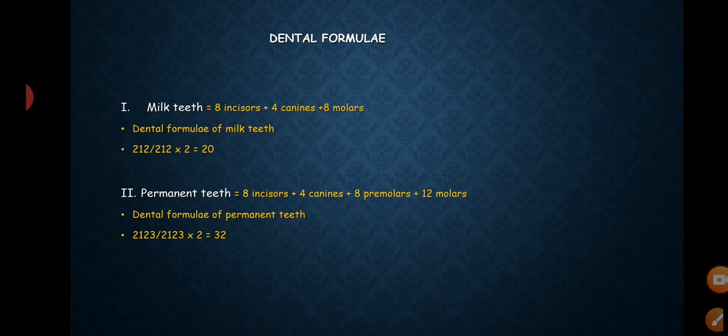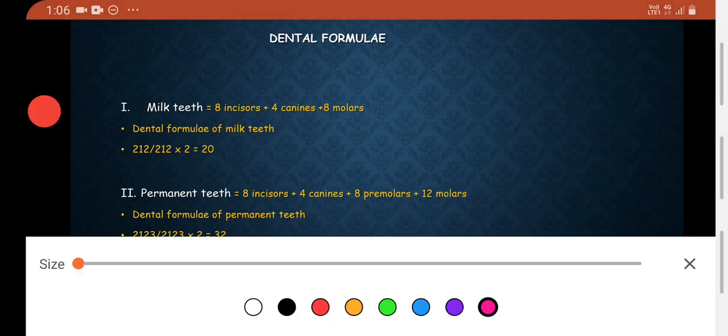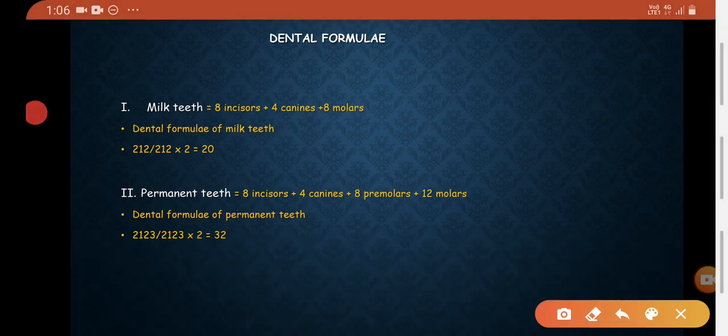Permanent teeth have 8 incisors, 4 canines, 8 premolars and 12 molars. One of the differences between milk teeth and permanent teeth is that milk teeth do not contain premolars, whereas permanent teeth contain 8 premolars. So permanent teeth have 8 premolars, whereas milk teeth have no premolars. This is a very important point. Many questions come from this point.